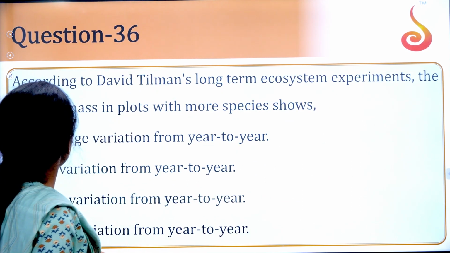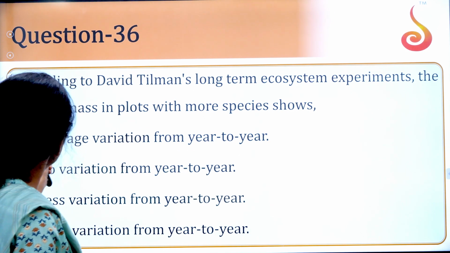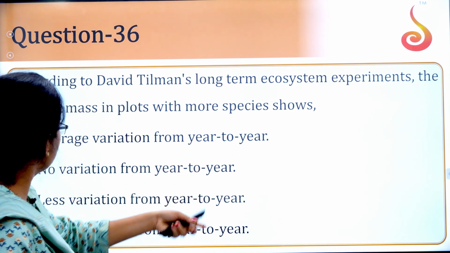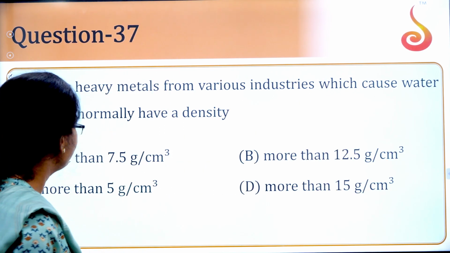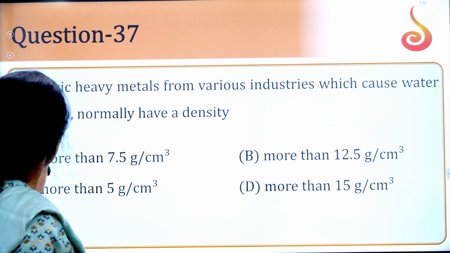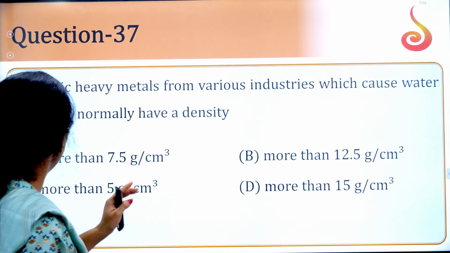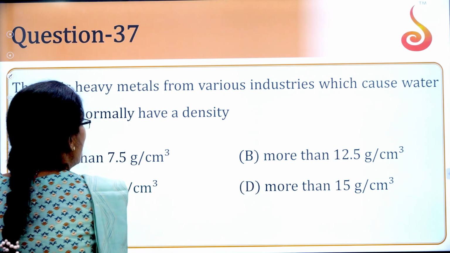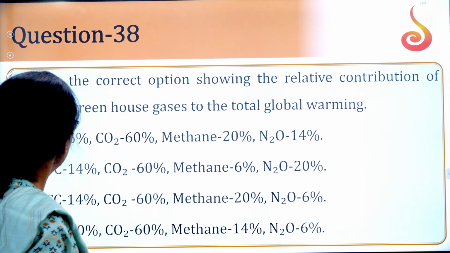Okay. Next one. According to David Tilman's long-term ecosystem experiments, the total biomass in plots with more species shows less variation from year to year. The toxic heavy metals from various industries which cause pollution normally have a density of more than 5 gram per centimeter cube.